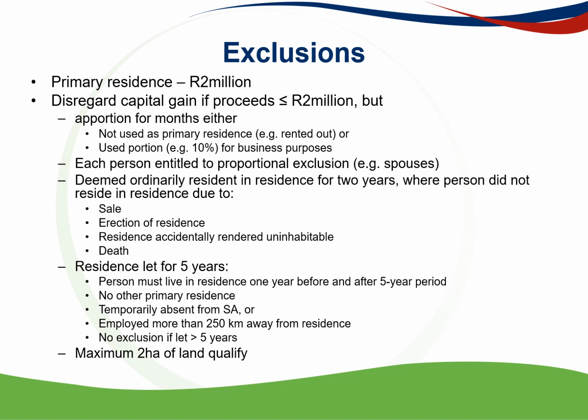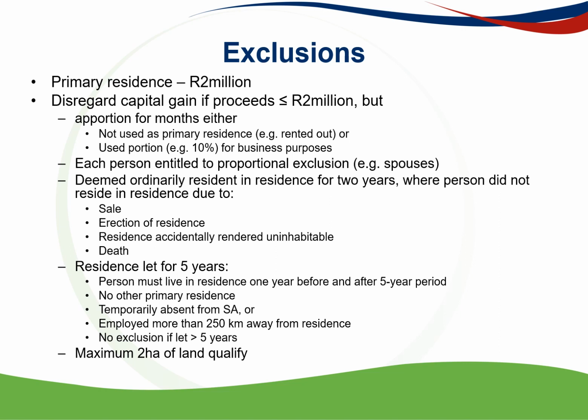Then each person is entitled to a proportional exclusion. For example, if two spouses own a primary residence equally, each of them will get the 1 million rand primary residence exclusion.